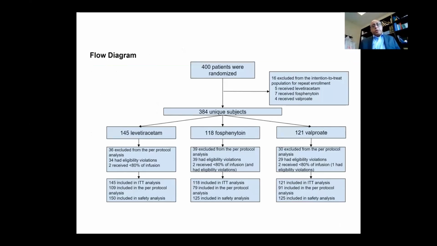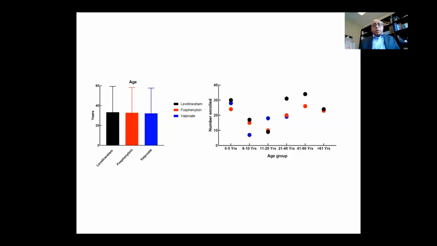We randomized 400 subjects, somewhat more to levetiracetam than fosphenytoin and valproic acid. This is because the trial was designed as a Bayesian trial. And in the intent to treat analysis and per protocol analysis also, patients were balanced. With respect to age, there was balance between these three age groups, looking both at the mean age group and also at various age groups from 0 to 5 all the way to 61 and older.